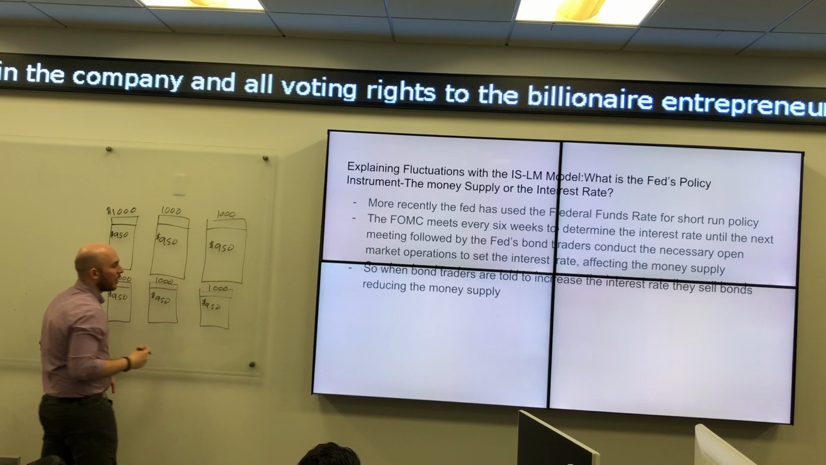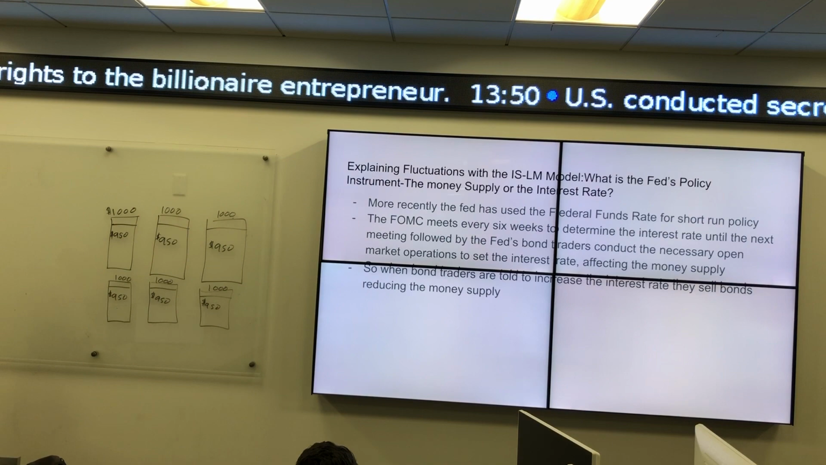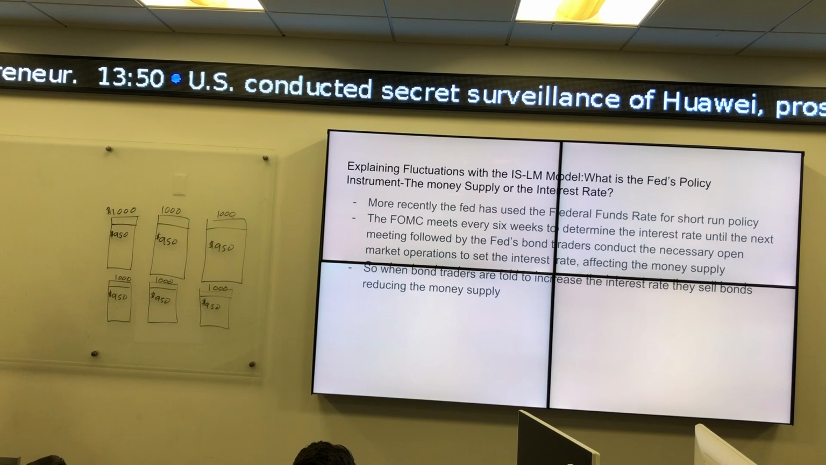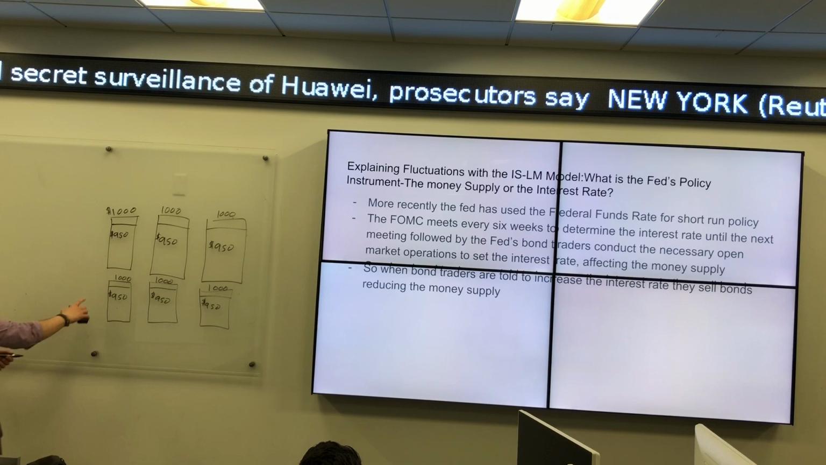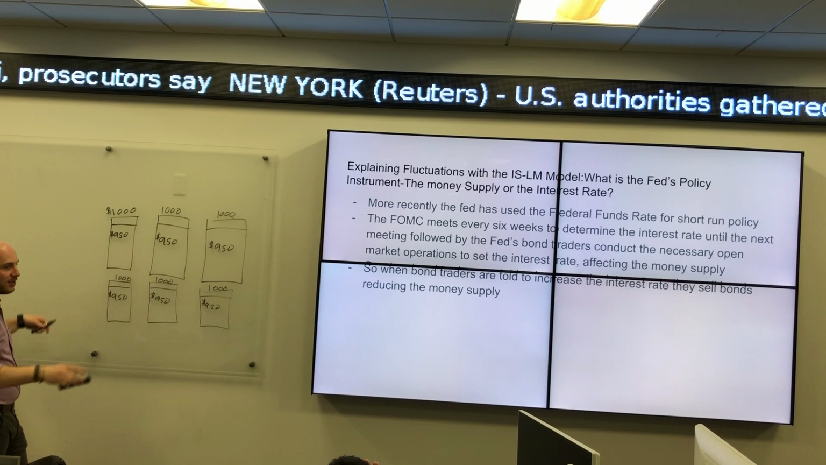We decide we want to increase or we want to lower the money supply. What do we want to do first? All right, we want to increase the money supply. Here's what we're going to do. We're going to go on the market. Right now we have 1, 2, 3, 4, 5, six of these bonds that someone's holding.